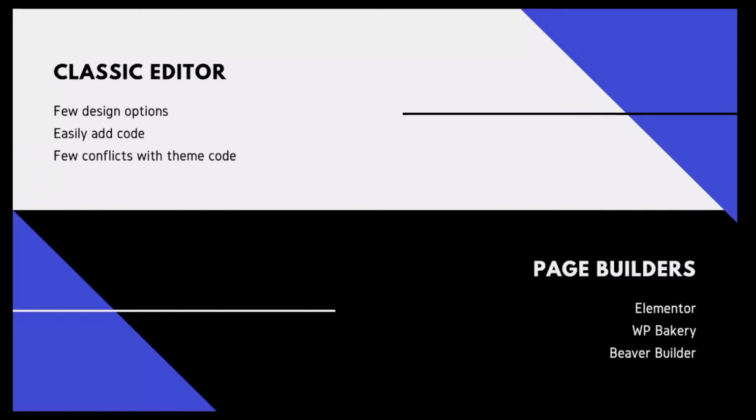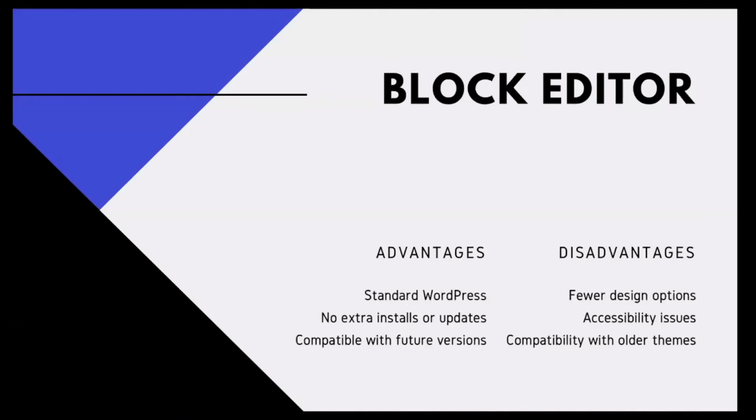So some comparisons then. The classic editor has few design options. As we already saw in the screenshot, it is a very, very simple thing. You can easily add code into it. Of course, you need to know what you're doing. But the advantage of such a simple editor is that it has few conflicts with theme code. Page builders, on the other hand, to mention just a few, are Elementor, WP Bakery, and Beaver Builder. And so let's look a little bit at the block editor then, what its advantages are.